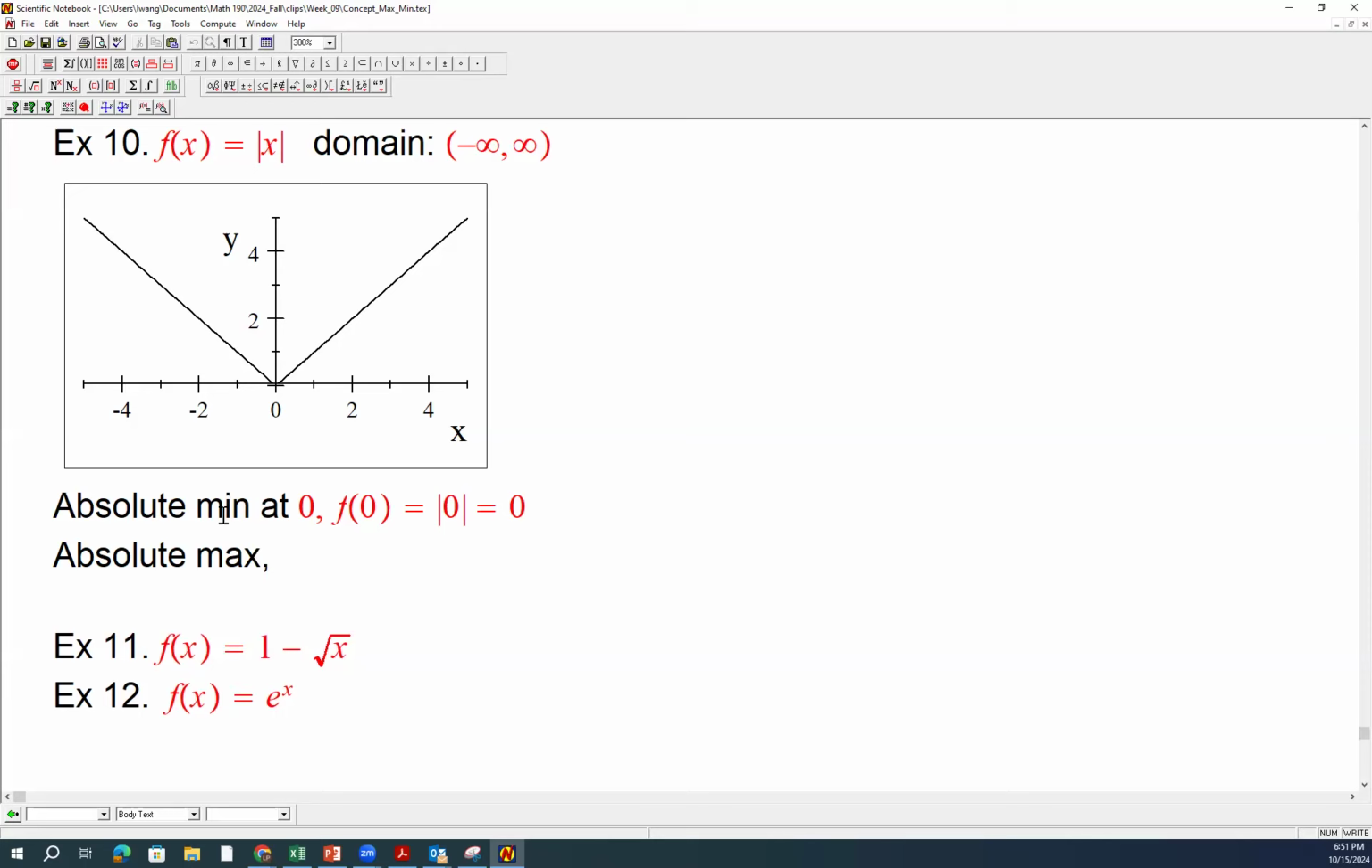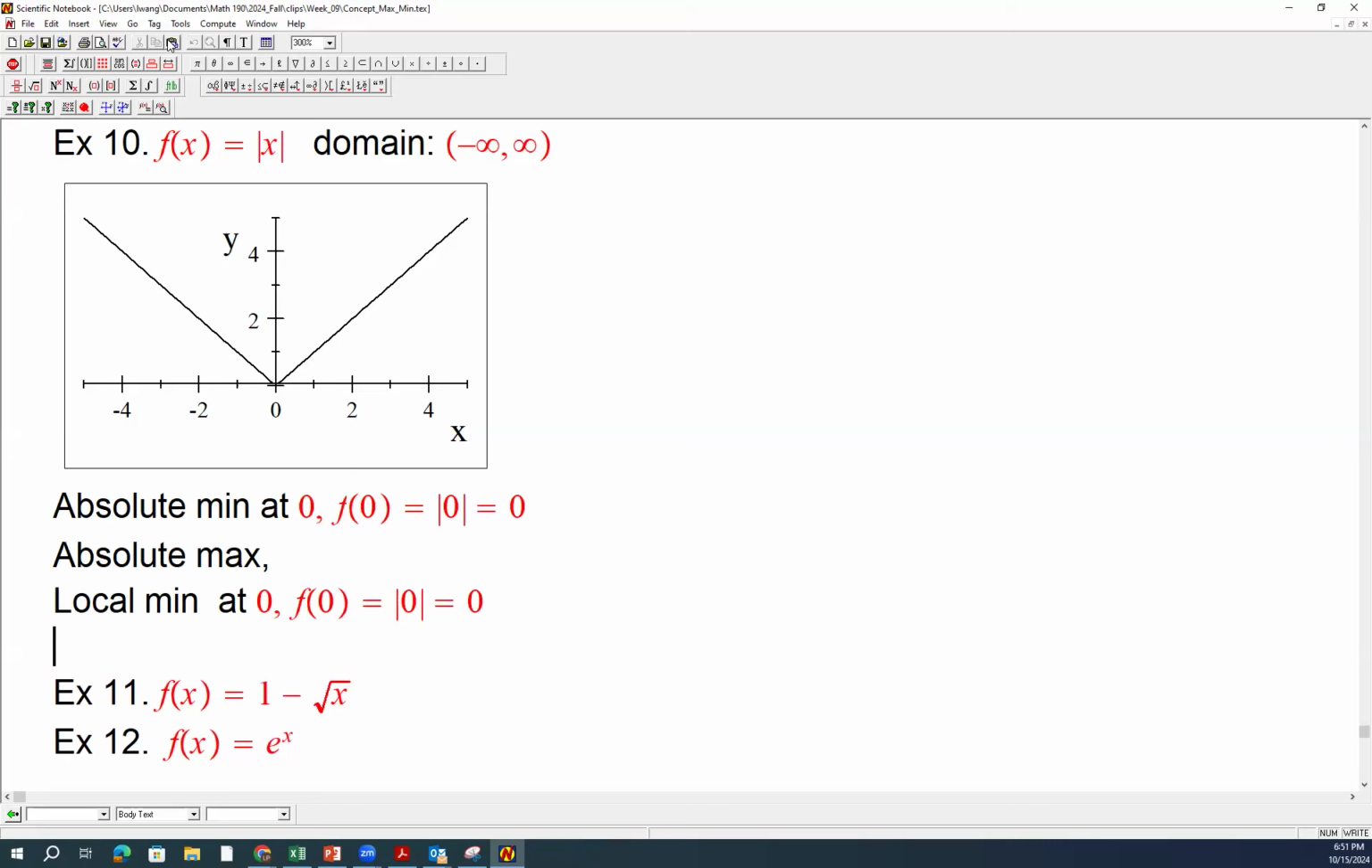Okay. Do we have local min? Local min is the absolute min. Same thing in this case. But do we have a local minimum? Oh, sorry, this is local max. Sorry, local, oh, I'm sorry, local min. What am I saying? Do we have local min? Do we have local max? No. No local max.